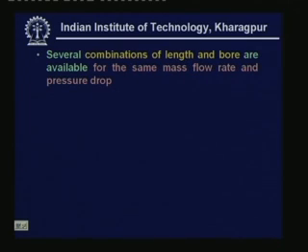Now there are several combinations of length and bore for the same mass flow rate and pressure drop. That means if you want a particular pressure drop, let us say 10 bar, and a particular mass flow rate, you can choose any diameter and length combination. If you are selecting, let us say, a 1 mm diameter tube, then you get a certain length. This will give you the required pressure drop, and it will also give you the required flow rate.